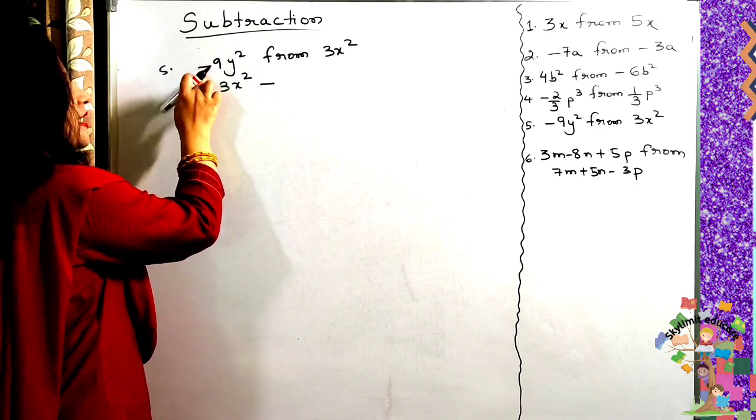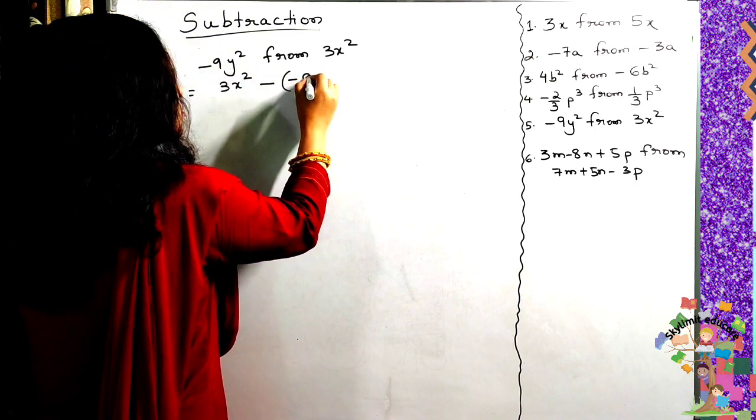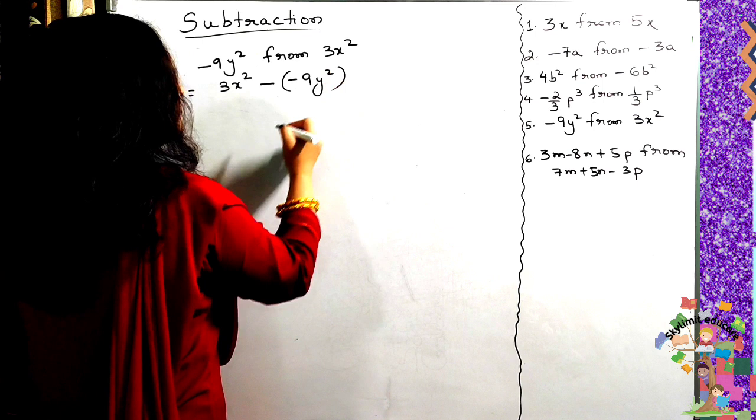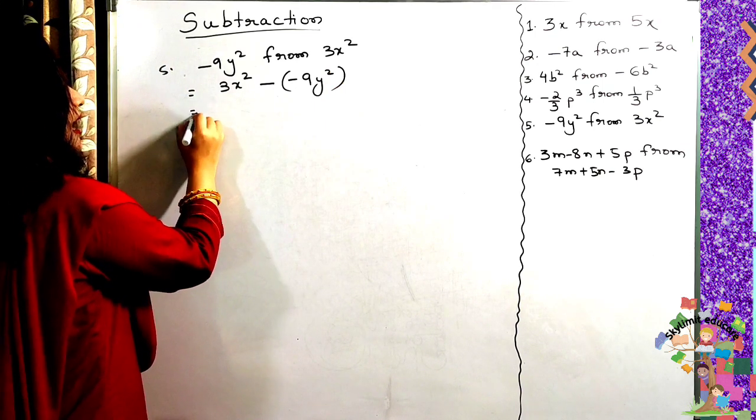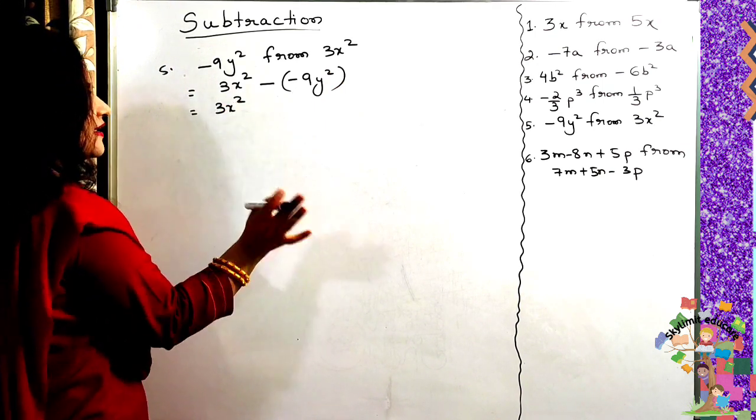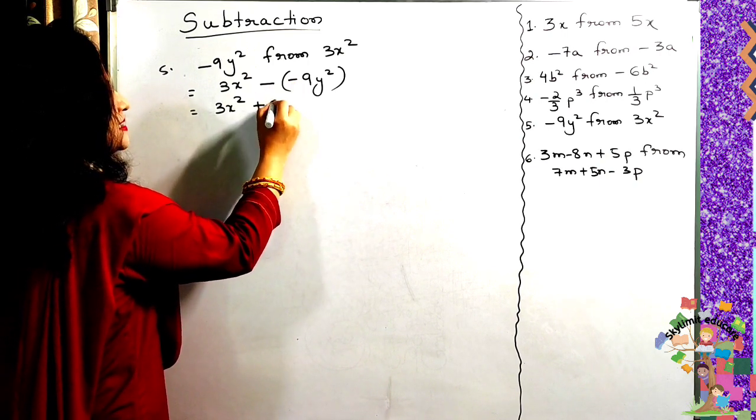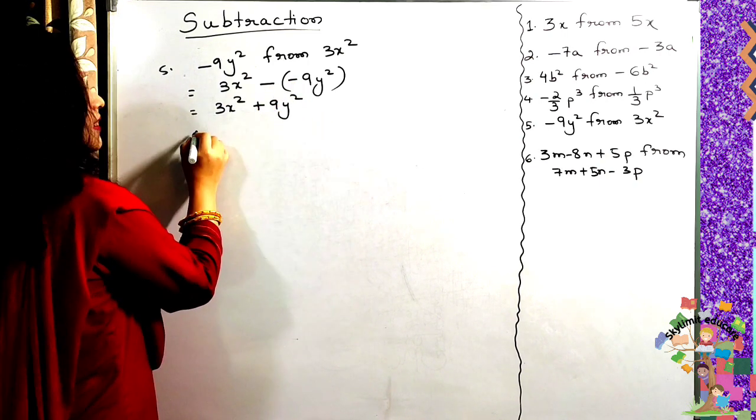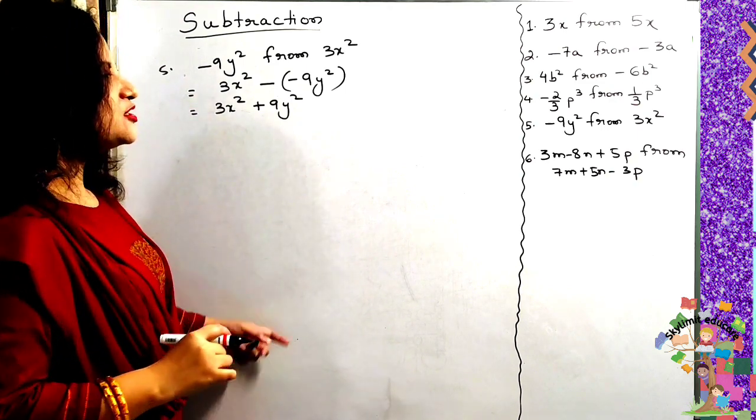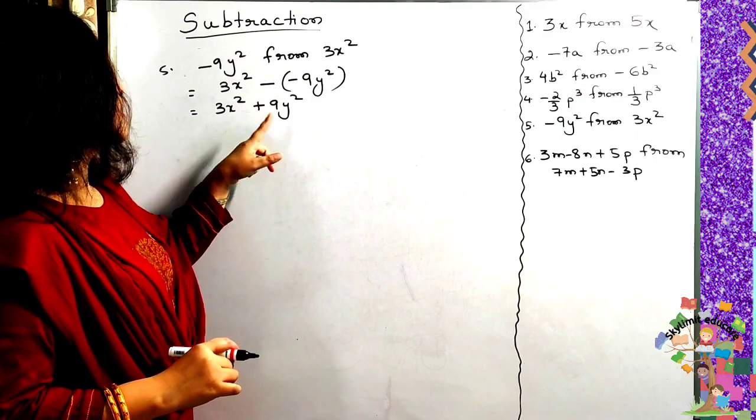But the subtrahend is minus 9y square. So in the bracket you will write it because it's negative. Okay, don't write directly. You have to open the bracket next. Multiply the two signs, minus multiplied to minus, plus 9y square. Okay? Clear, students? So from 3x square, this is the answer.